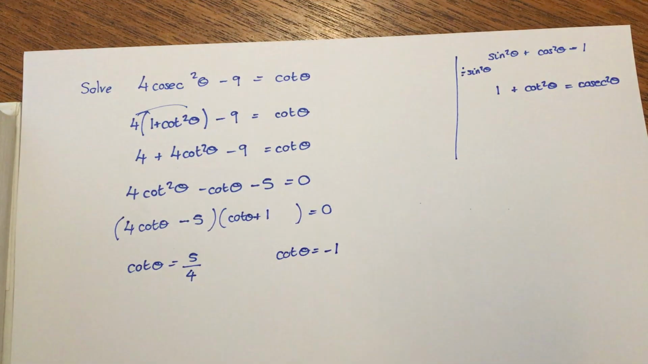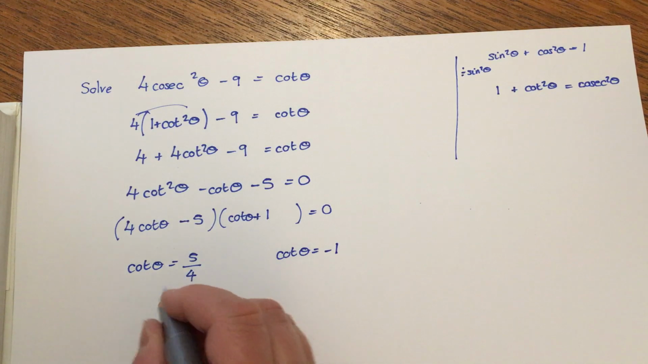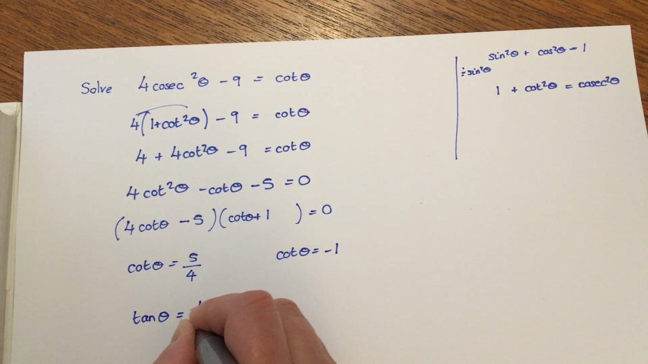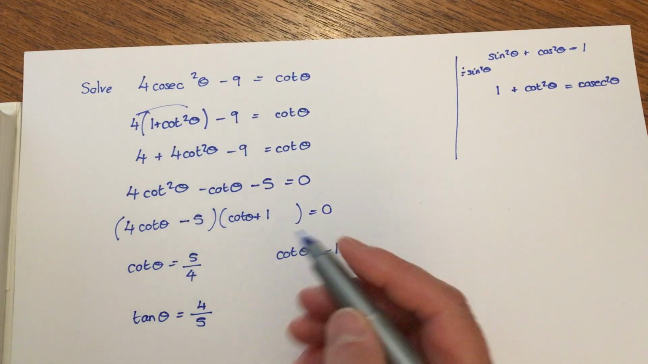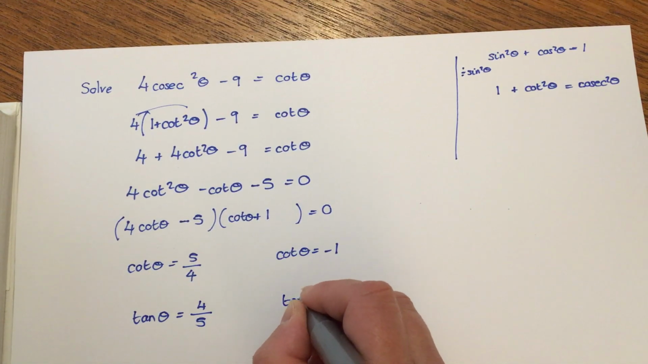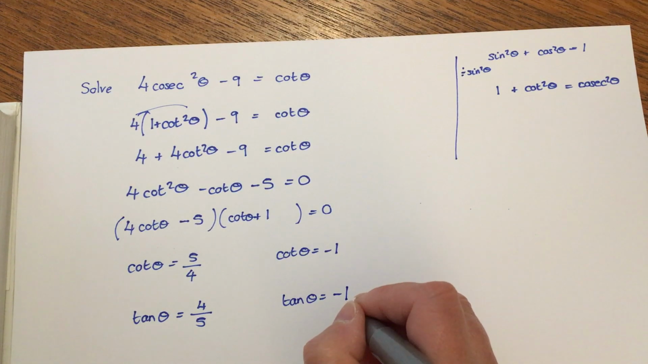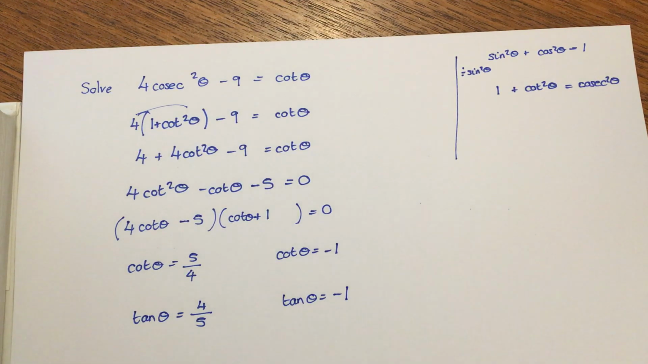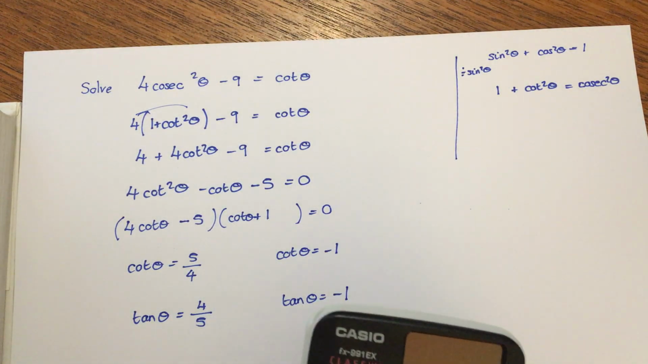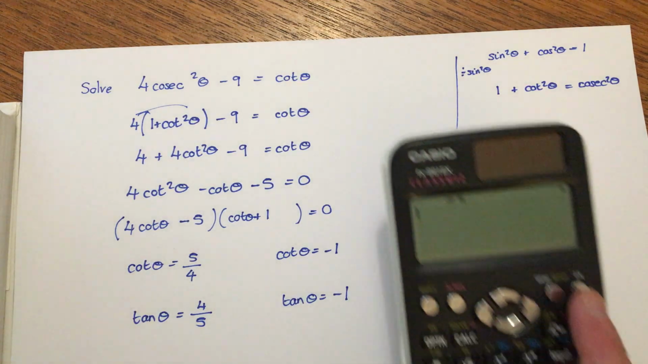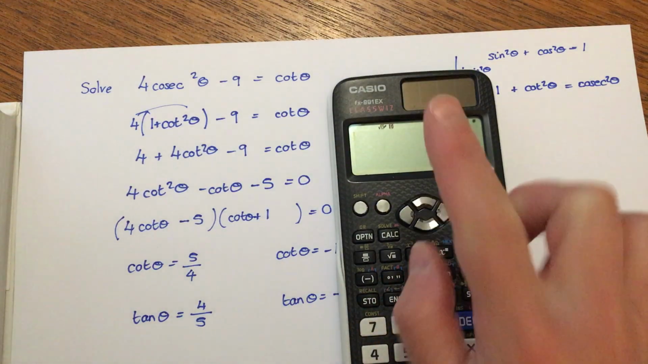Because cot is a reciprocal function, we can take the reciprocal of both sides. So tan theta is 4/5 by reciprocal of cot and reciprocal of this. And tan theta is -1/1, which is -1 from the reciprocal of that. And then, I didn't say whether I wanted it in radians or degrees. Let's just go with degrees because I'm already in degrees.